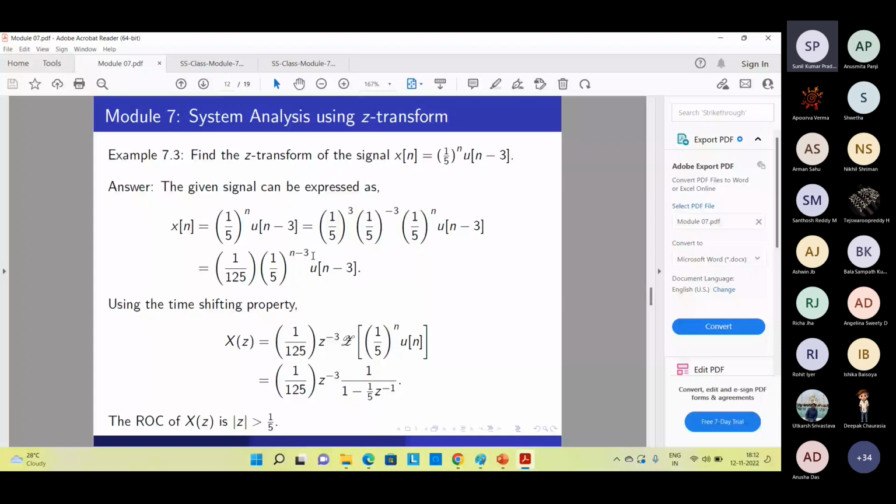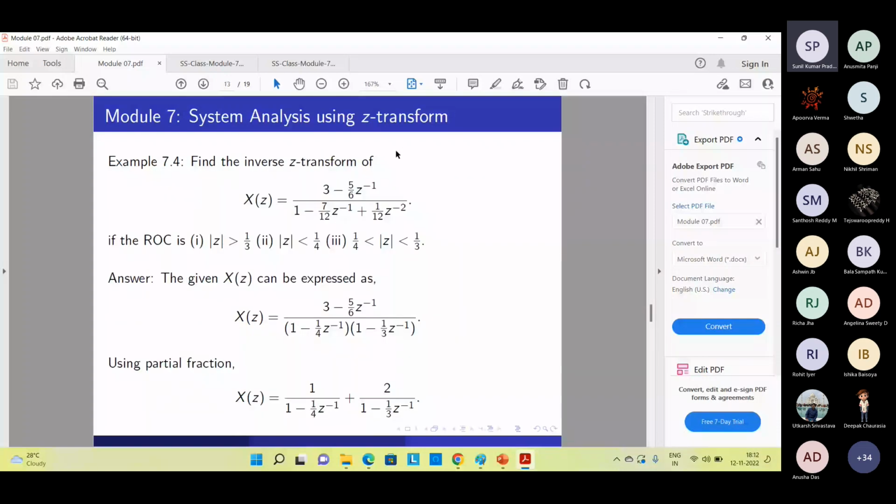Similarly, just as we find a z transform, we can find the inverse z transform also. That means, let's say X of z is given, then how can we find x of n out of X of z? Let's say there is a z transform X of z equal to 3 minus 5 by 6 z inverse divided by 1 minus 7 by 12 z inverse plus 1 by 12 z inverse square. Let's say the first condition is mod z greater than 1 by 3, the second condition is mod z less than 1 by 4, and the third condition is mod z greater than 1 by 4 and less than 1 by 3. So these are your regions of convergence.